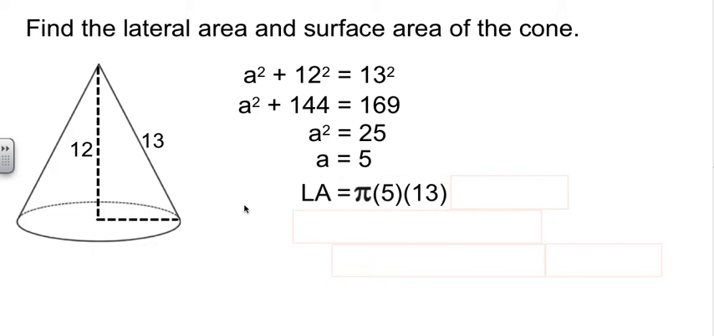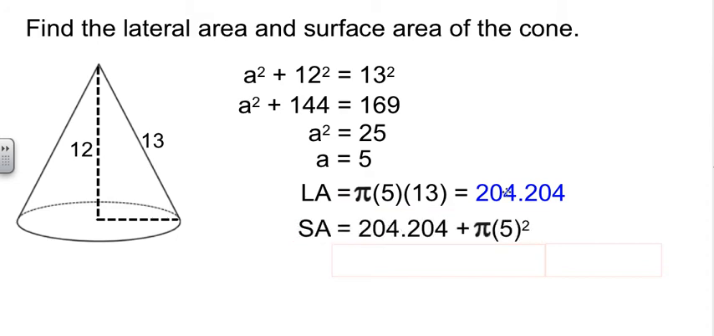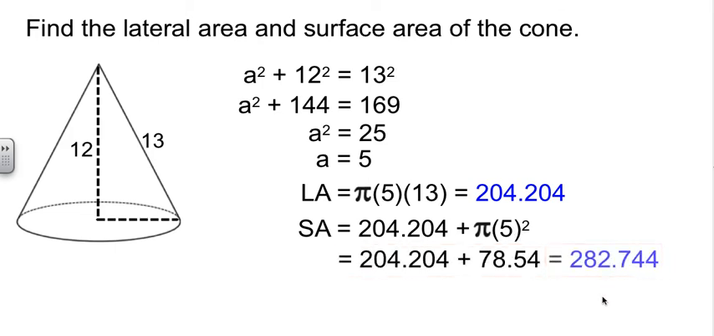So LA is pi times 5 times 13, which gives us this nice value. Surface area would be that lateral area plus pi r squared. So we end up with 282 3/4, roughly.